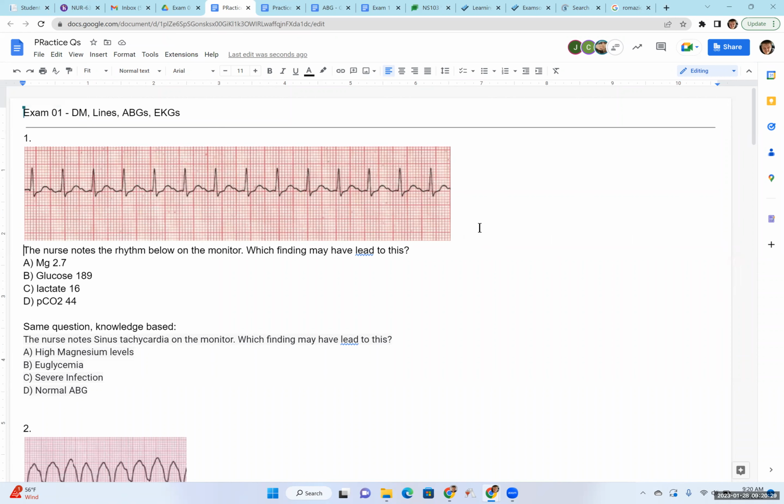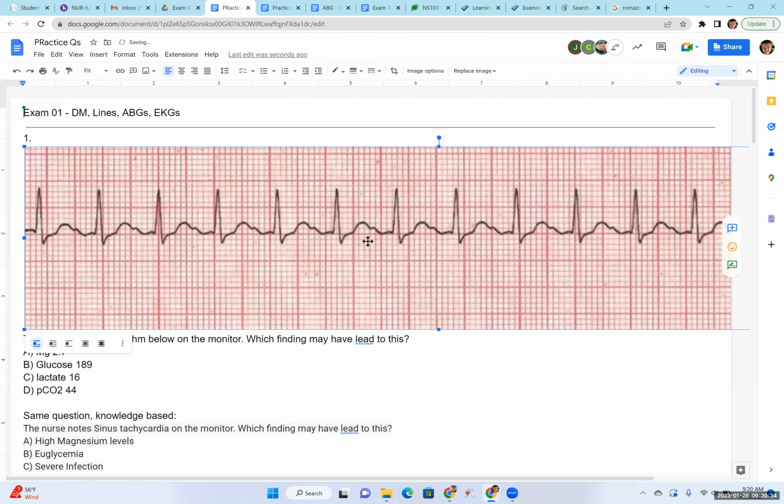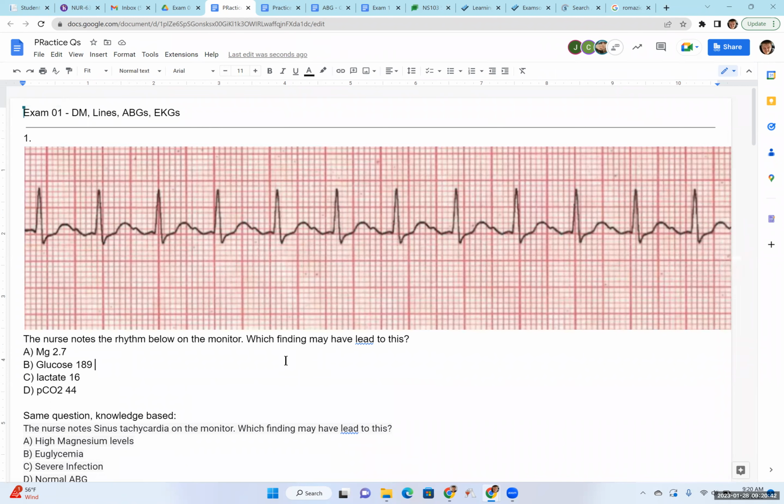Sinus tach. That's sinus tach, right? That's a fast rhythm, right? So you've got 300, 150. It's definitely more than 100, right? It's closer to 150. So we've got sinus tach there. So then what does that mean? It's an SNS response to the lactate.